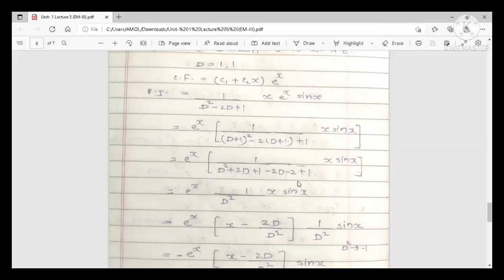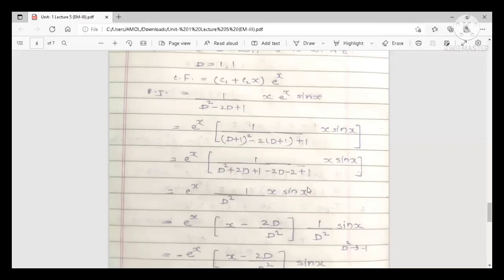Now simplify this denominator term again, so that you will get the term e raised to x as it is into 1 upon d square, because 2d minus 2d get cancelled. 1 plus 1, 2, 2 minus 2 get cancelled, and the term is only 1 upon d square. So e raised to x into 1 upon d square into the function, which is here x into sin x. So write here x into sin x.